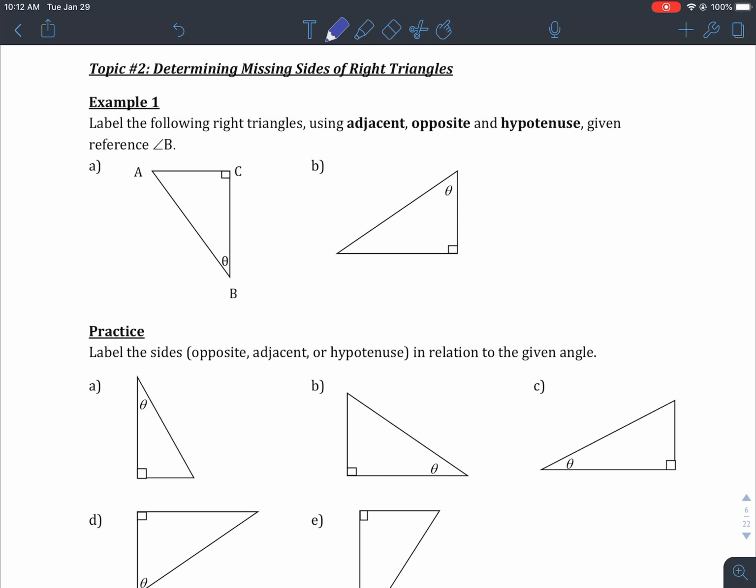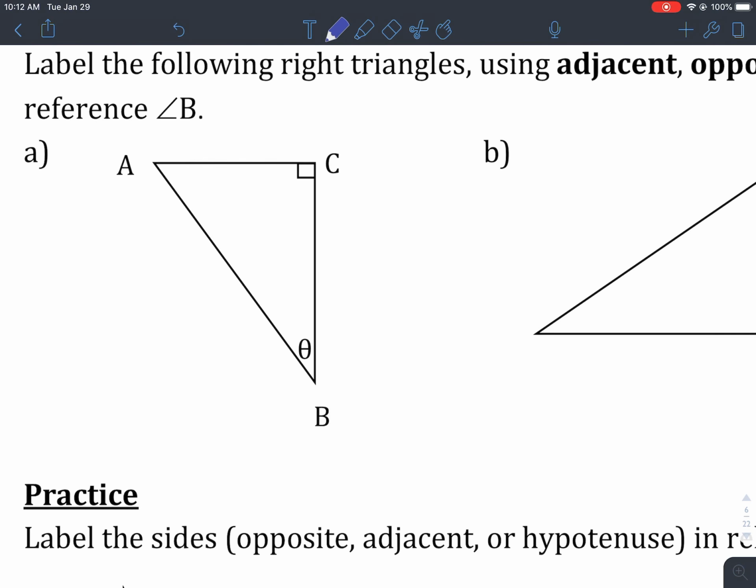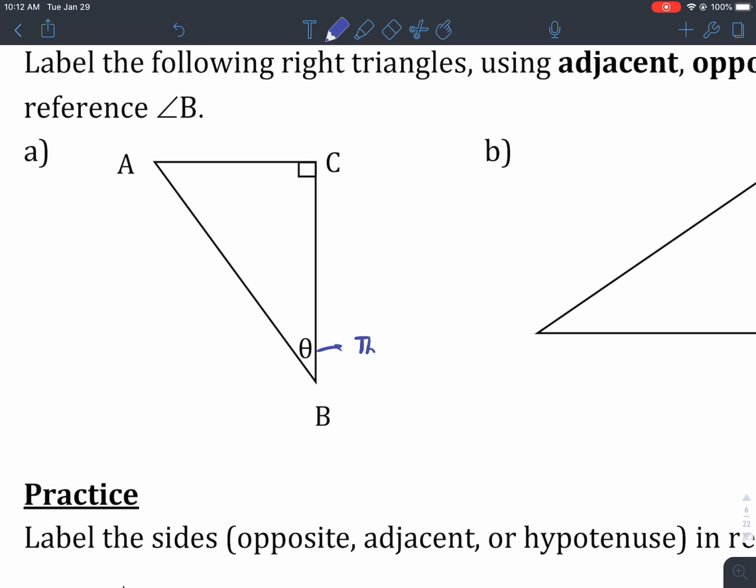Okay, so here we're going to deal with missing sides of right triangles, and more specifically, we're going to use the angles to help us out. The first example asks us to label the following right triangles using the words adjacent, opposite, and hypotenuse given the reference angle of B. This is something we talked about in the last video. I have a reference angle, and there's a little symbol inside this triangle that says theta, the Greek letter used to denote angles. So there's the reference point I'm looking at.